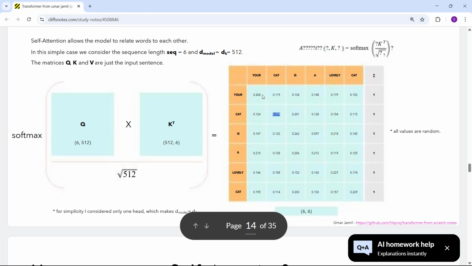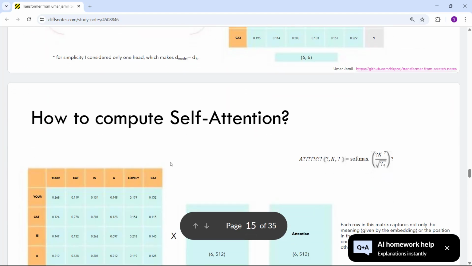That is how we are trying to understand how each word is related to each other word in the input sequence. Whatever words have the highest attention score will be closely related in the input sequence, right? And if you notice here, if you add the attention scores row-wise, you will get the value of 1, right? Now let's see how to compute self attention.